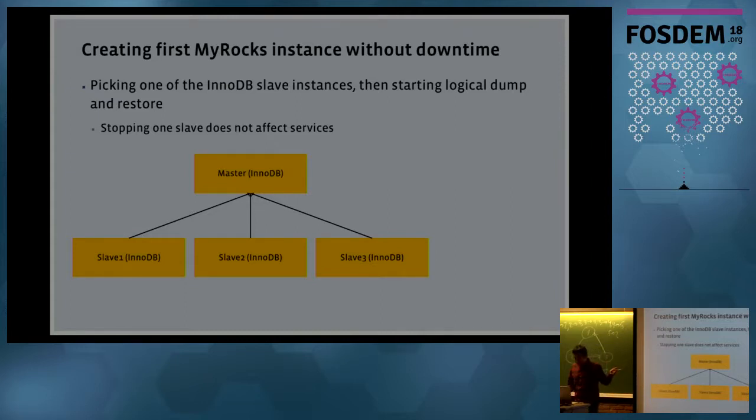Let me talk about how we migrated from InnoDB to MyRocks in our main database. The first step was creating a MyRocks instance without downtime. This was pretty straightforward in the MySQL world. We just picked one of the slaves, stopped the slave, then ran mysqldump.